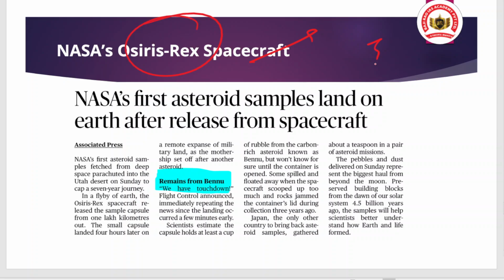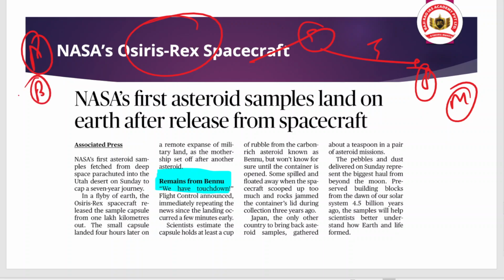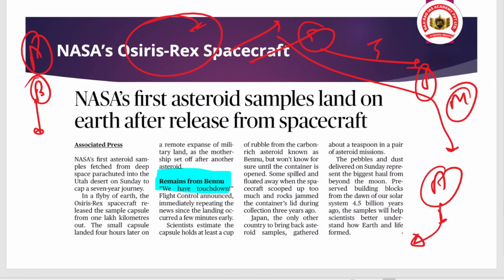That Osiris-Rex spacecraft, it is related to which thing? So this was related to a sample return mission of the materials of the asteroid Bennu, right? There is an asteroid, basically asteroid Bennu, and NASA had launched a mission, the Osiris-Rex spacecraft, and via this spacecraft it will land on the asteroid Bennu, collect samples from there, and return to the earth.